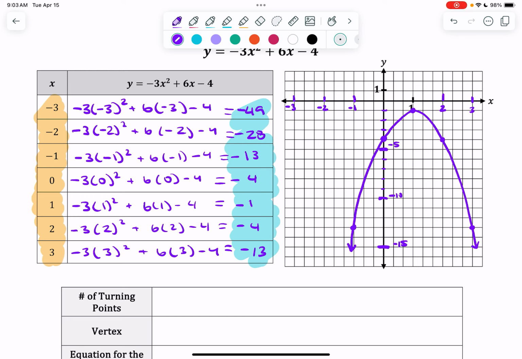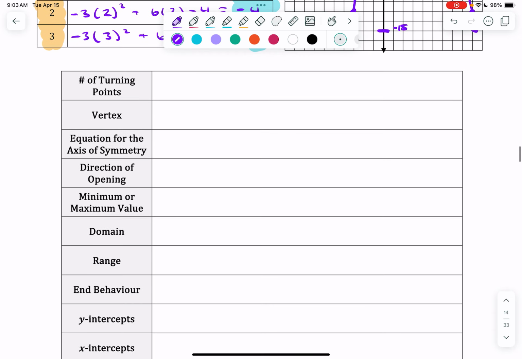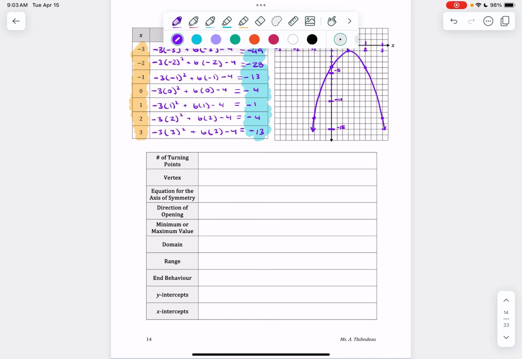Now, the last part of today's lesson is actually a review from yesterday's lesson. For this graph and this graph only, I want you to answer these questions. How many turning points do I have? What is the vertex? What is the equation for the axis of symmetry, etc.? I'd like you to pause this video and complete all of these here.